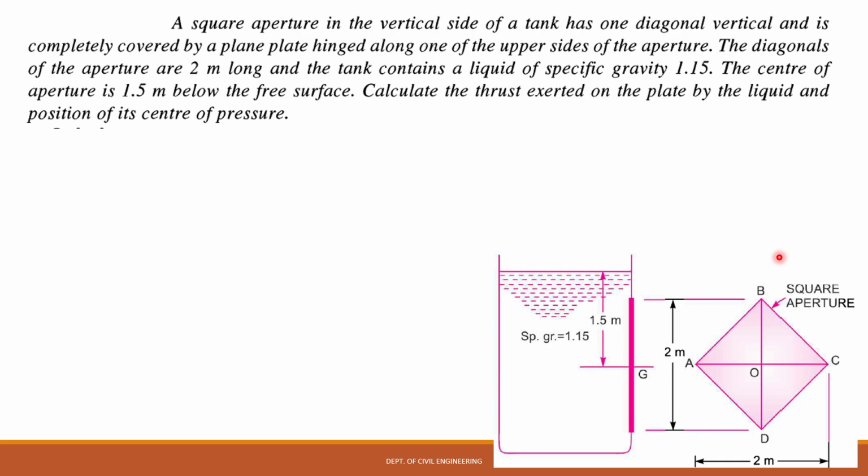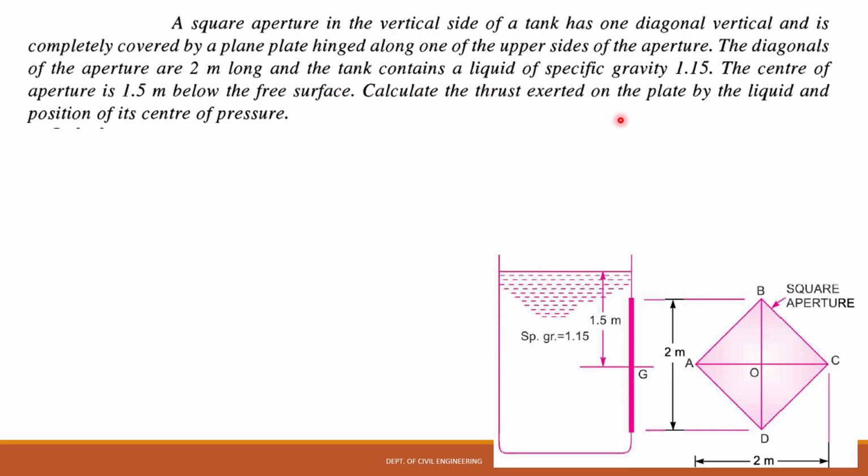Now the diagonals of the aperture are 2 meters long. So AC is equal to BD is equal to 2 meters, and the tank contains a liquid of specific gravity 1.15. So here inside this tank you have a liquid of specific gravity 1.15. The center of the aperture is 1.5 meters below the free surface. So here you have the CG of the aperture and it is at a distance 1.5 meters from the free surface of the water. Calculate the thrust exerted.